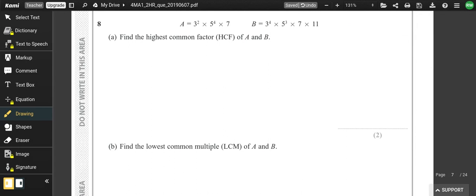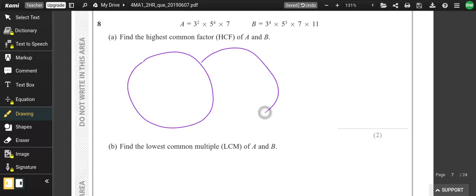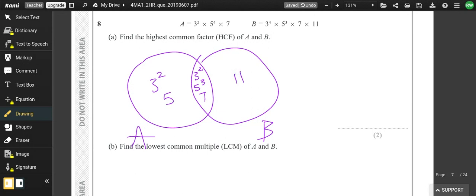Find the highest common factor of A and B. So this is where we do our Venn diagrams. A and B. So A, the things that overlapped, we've got 3 squared, 5 cubed, and a 7. A has got an extra 3 squared, an extra 5, and B has an extra 11, like that.